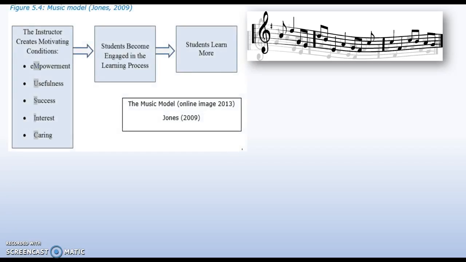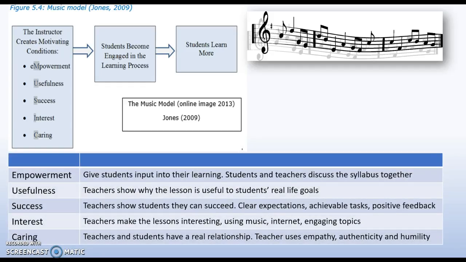MUSIC is an acronym for empowerment, usefulness, success, interest and caring. Using this syllabus, students become more engaged in the learning process and therefore learn more. Empowerment gives the students the perception that they have some input into their learning. The teachers must show why the syllabus and the content of the syllabus is useful and pertinent to students' real-life goals. The learners must be allowed to be successful, given achievable but challenging tasks with positive feedback.